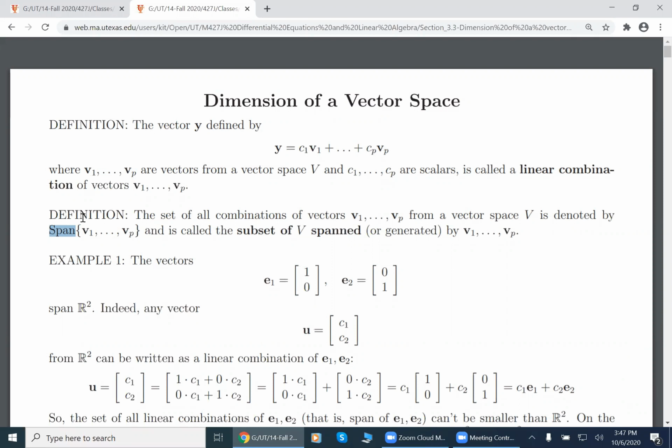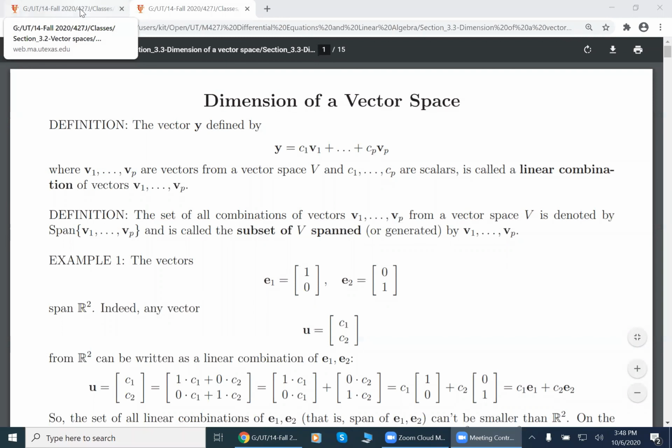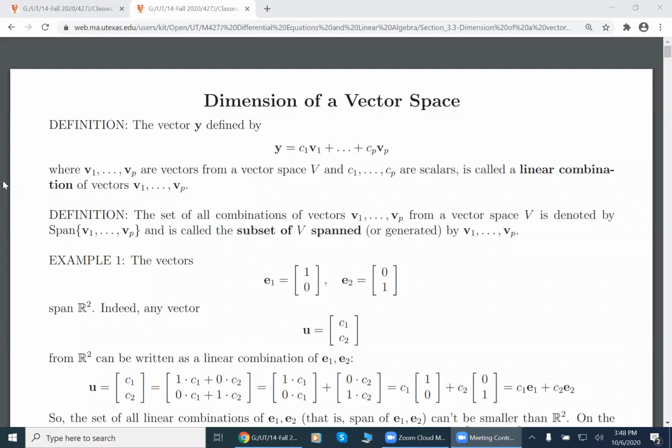Other questions? Could I just confirm something about a span? Yes. Would this be correct in saying, so you said it was the infinitely many combinations of the vectors. So is that also infinitely many linear combinations of like that specific vector?